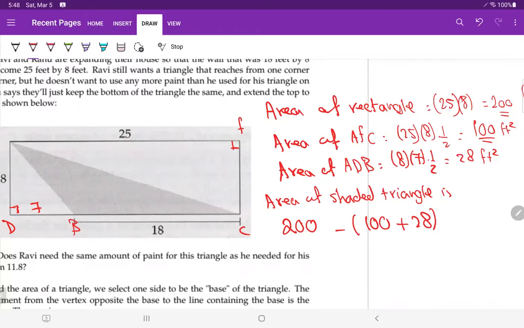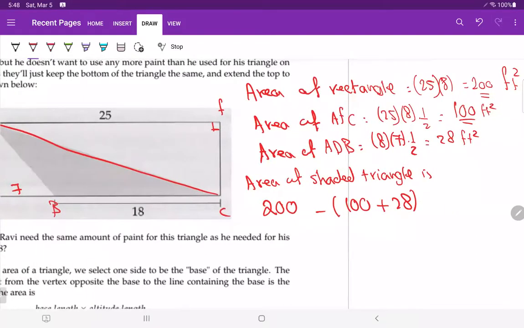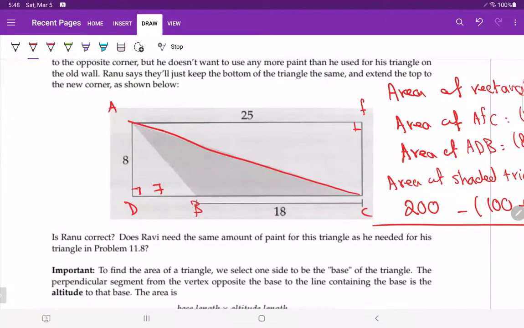Sometimes there is no need to find the area of the rectangle, because we know the diagonal makes it half anyway. So this is 72. This is one way, we have many ways to do it. You can just find the area of this minus the area of this. 100 minus 28, you get 72. So this also will be working.